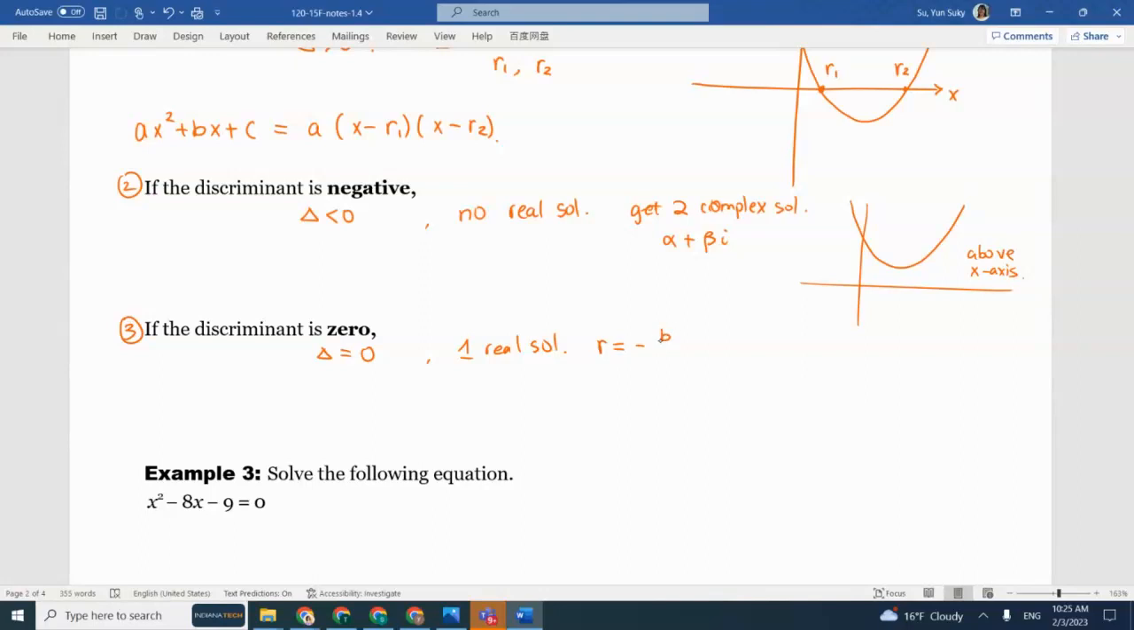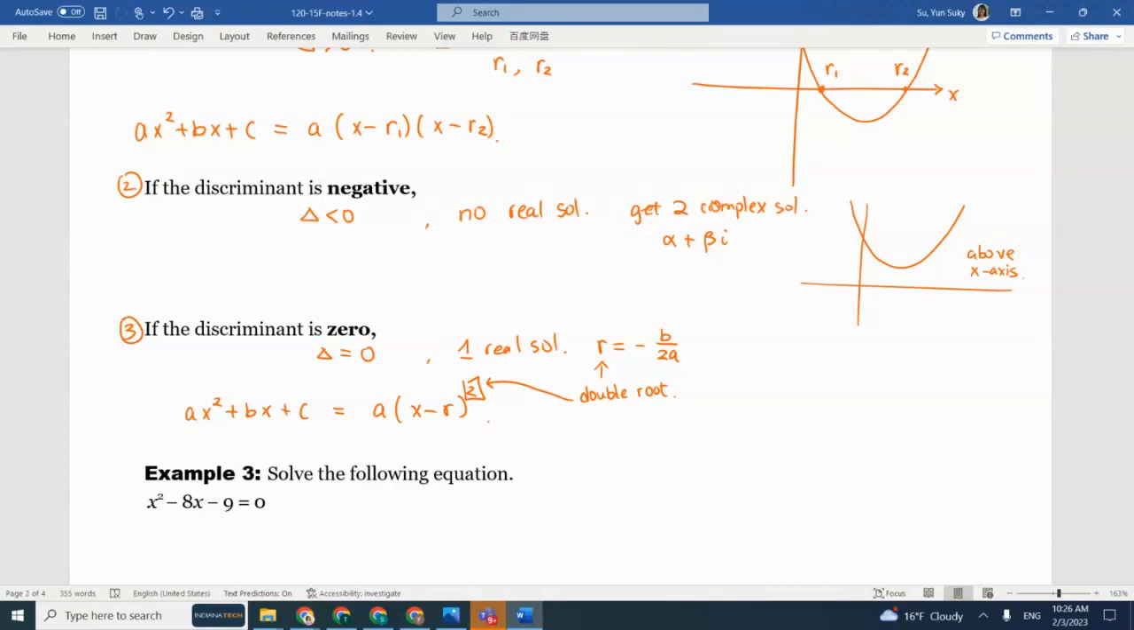Let's say the solution is R. The solution is -b over 2a. And now you can express the quadratic equation as a times x minus the root, squared. It is a complete square. Okay, everybody? This is a complete square. That's why sometimes people say R is a double root, because of the 2.